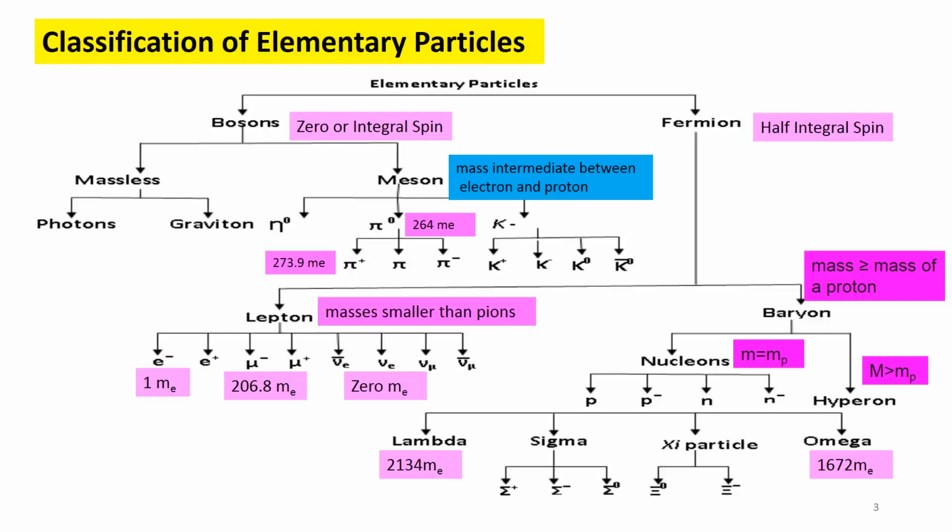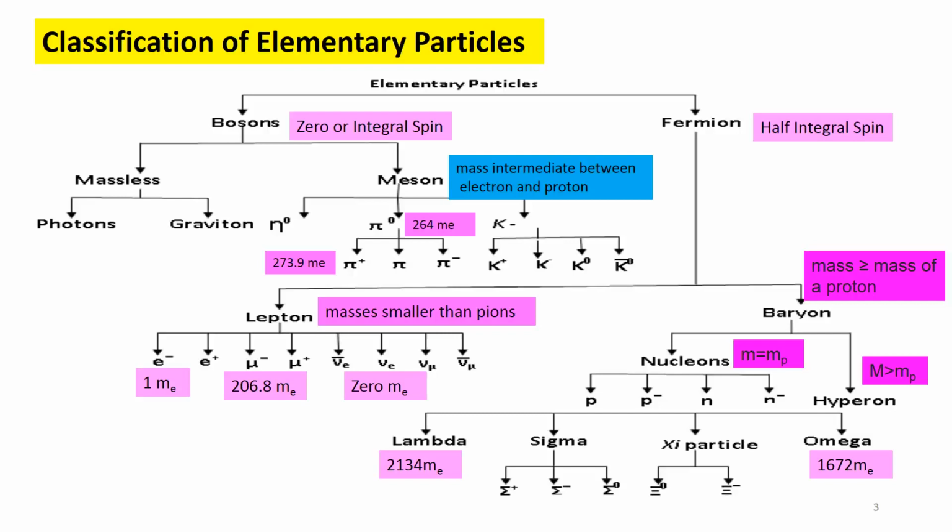Coming to the one more category of the fermion, that is the baryon. As I explained, baryons have masses greater than or equal to the mass of the proton. A baryon whose mass is equal to the mass of the proton is called a nucleon. Neutrons and protons are called what? The nucleons. Neutrons have their own antiparticle called the antineutron, and protons have their own antiparticle called the antiproton.